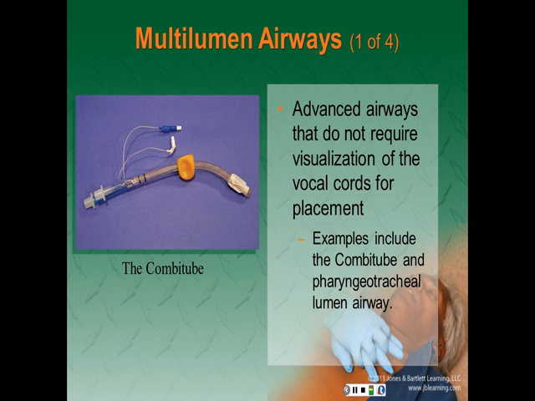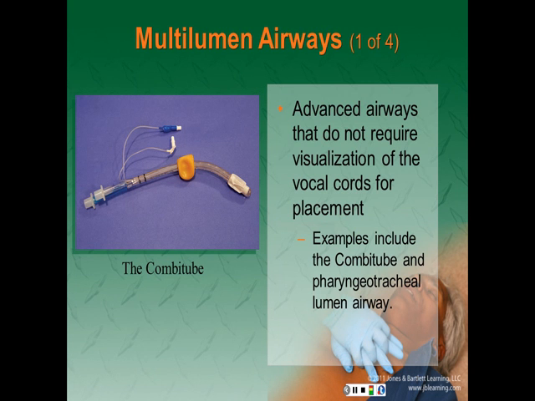Multilumen airways are advanced airways that do not require visualization of the vocal cords for placement. Examples include the Combi tube and Pharyngeotracheal Lumen Airways. They are designed to provide lung ventilation when placed in the trachea or esophagus, thus making them much easier to insert than an ET tube.